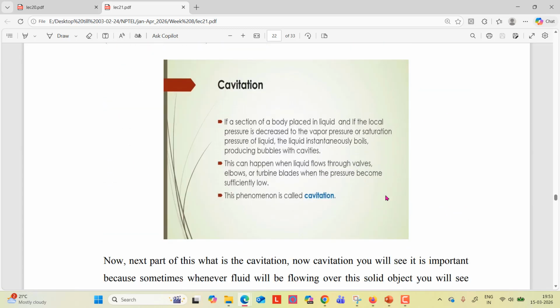So now comes the cavitation. When a section of a body is placed in liquid and the local pressure is decreased to the vapor pressure or saturation pressure of the liquid, the liquid instantaneously boils, producing bubbles with cavities. This can happen when liquid flows through valves, elbows, or turbine blades when the pressure becomes sufficiently low. This phenomenon is called cavitation.